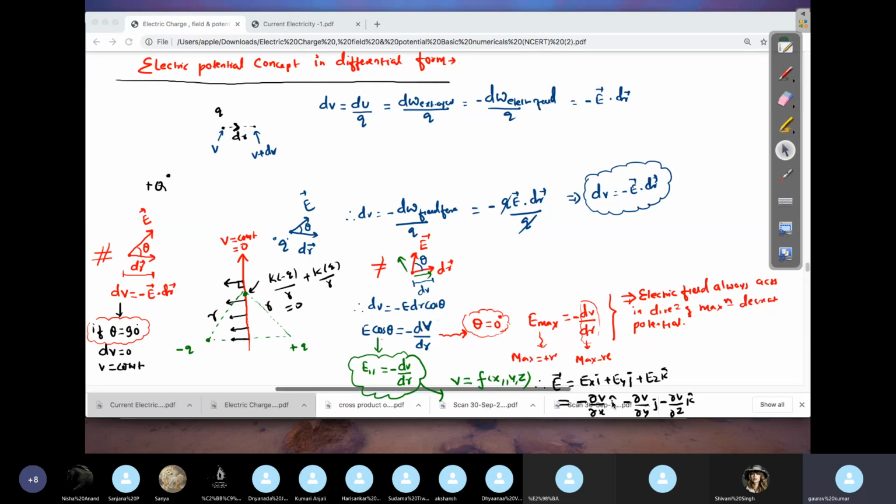I'll teach you this concept with the help of a question. But this you can understand. I'm moving along the x-axis. I can use this concept. E parallel is given by dou V by dou r. Dou r is x here, so I will calculate dou V by dou x. This is what you have.